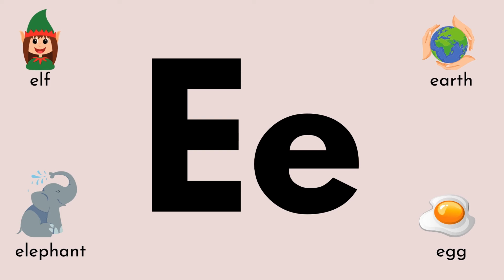Letter E. The sound is A. Say A, like elf, earth, elephant, egg.